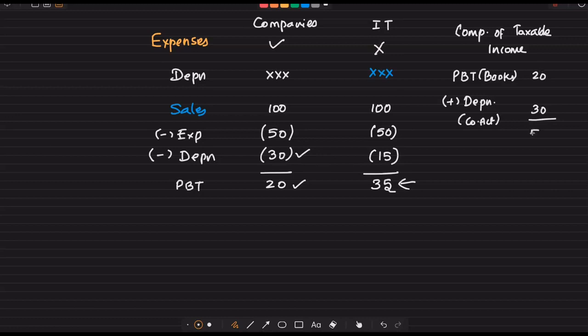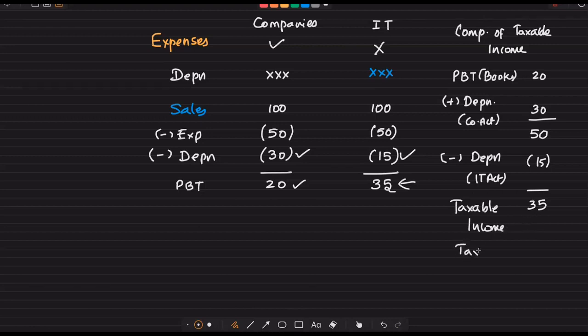So 20 plus 30 is 50. Then they will subtract the depreciation which is permissible as per Income Tax Act. That is this 15. So 50 minus 15, what you get is 35. This becomes taxable income. And it is on this taxable income, let's say the tax is calculated at the rate of 30%. So that would work out to 10.5.